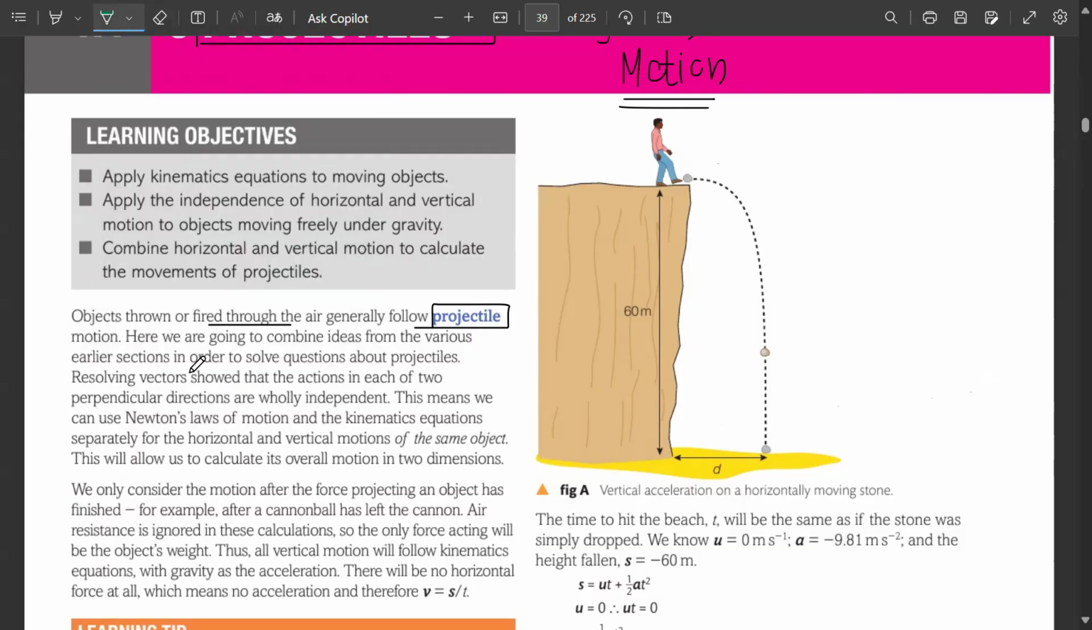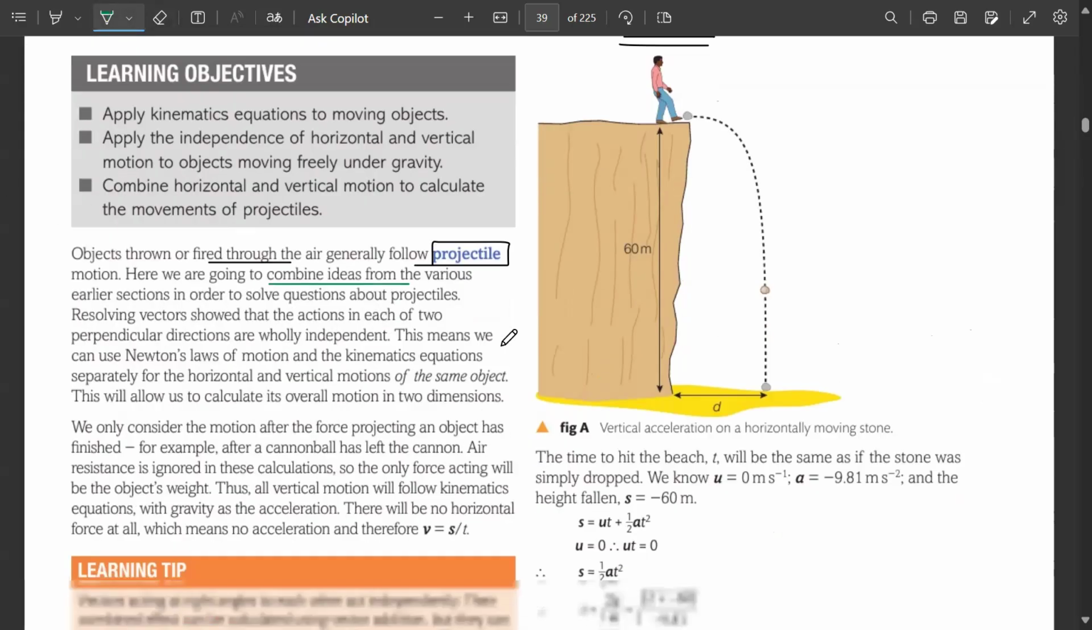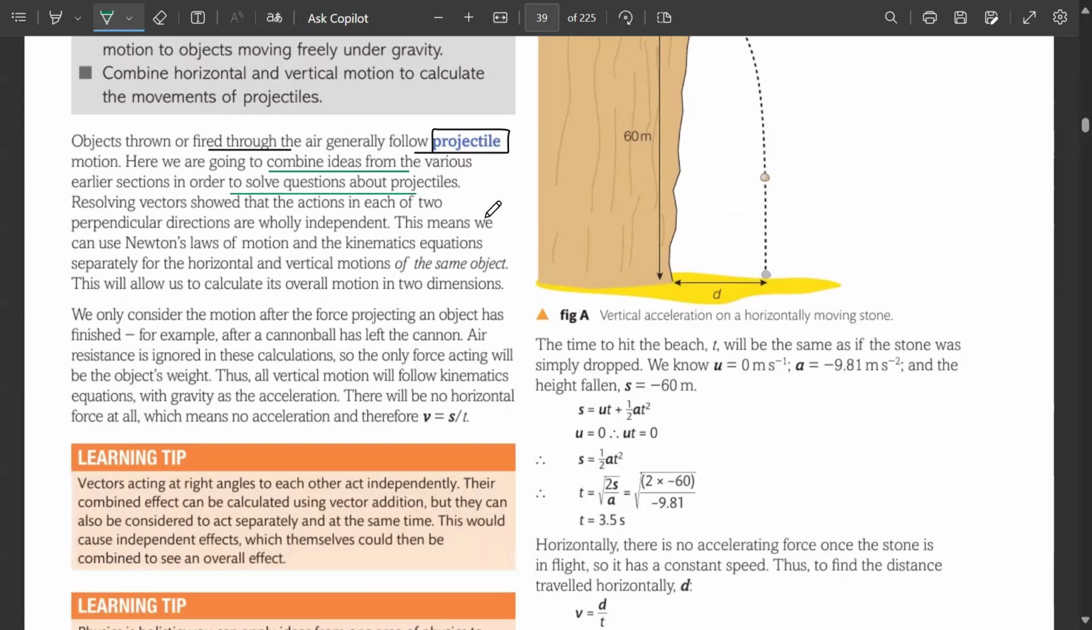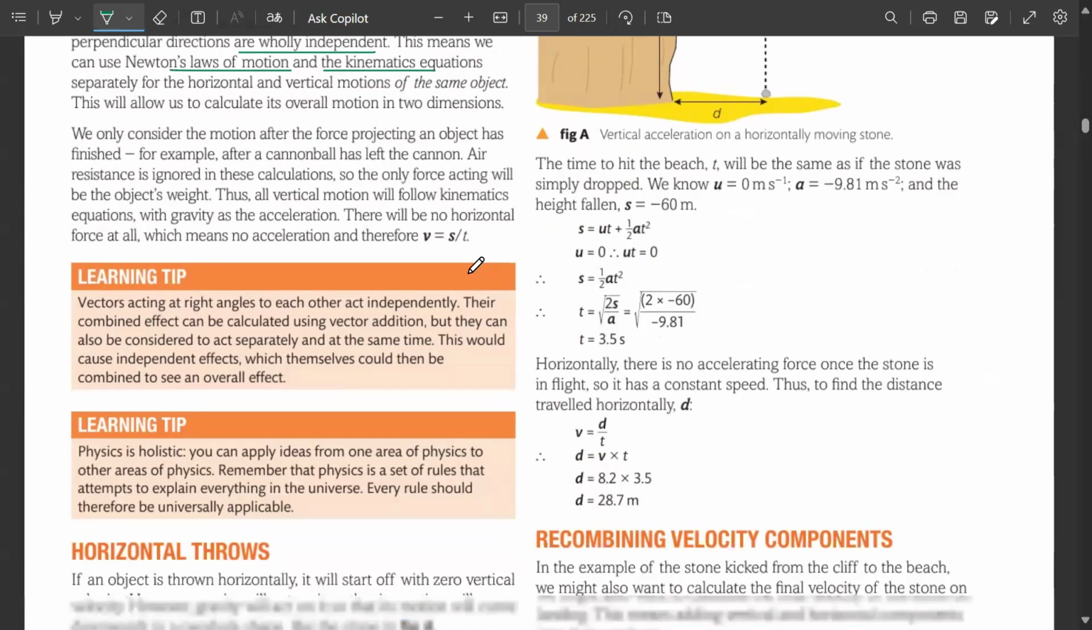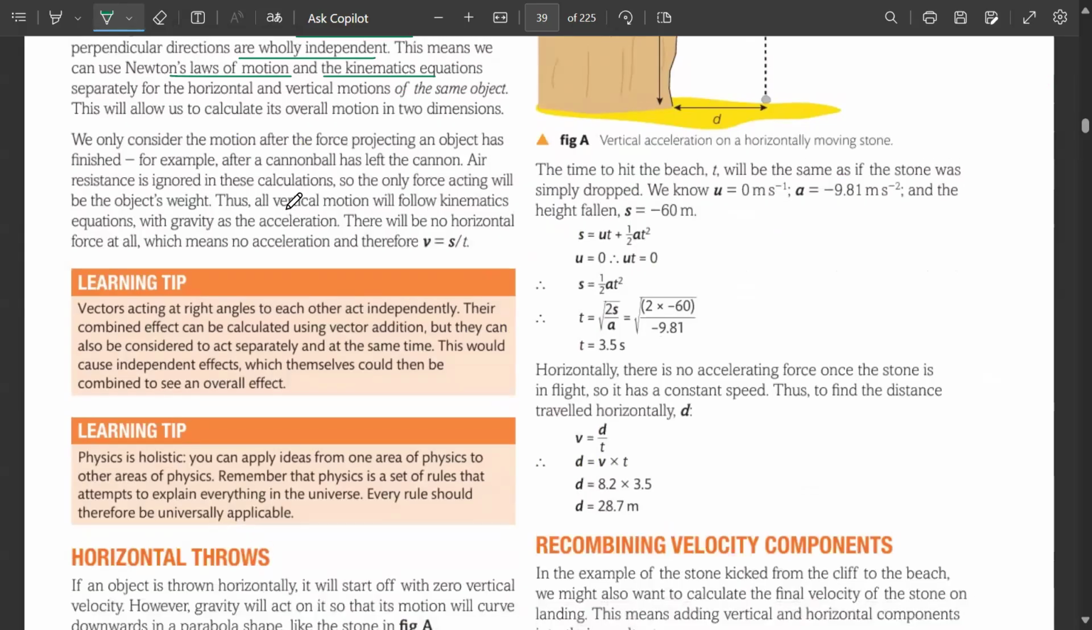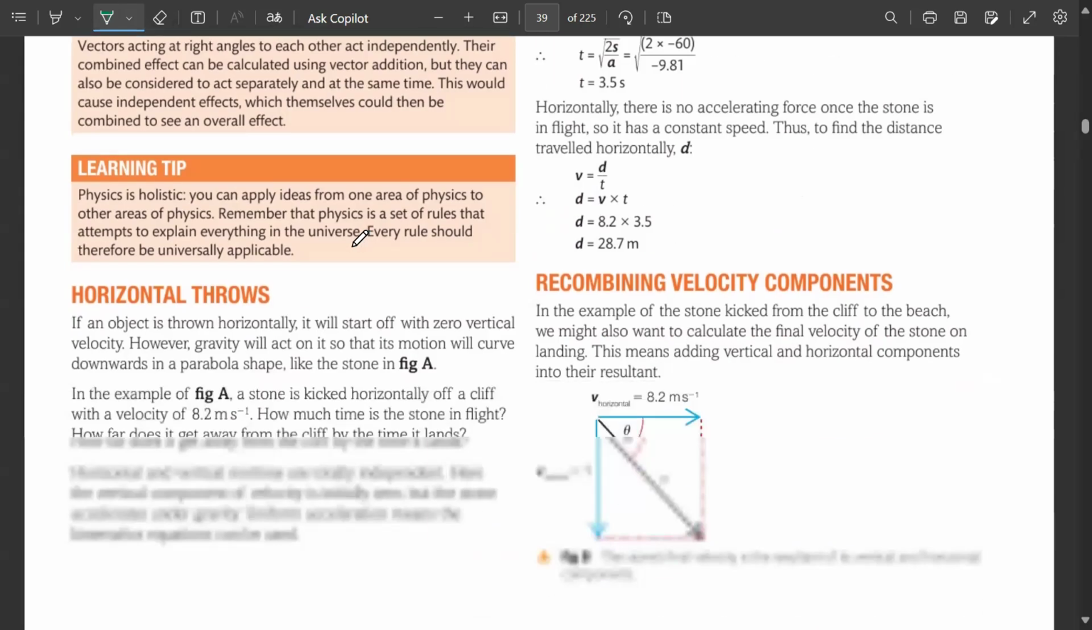उसको देखते हैं आगे. Here we are going to combine ideas from the various earlier sections in order to solve questions about projectiles. Resolving vectors showed that the actions in each of the two perpendicular directions are wholly independent, and this means we can use Newton's laws of motion and kinematics equations separately to look at the same object's two types of motion. We only consider the motion after an object has been projected. So all vertical motions are going to follow the kinematics equations, which give gravity as the acceleration, जिसके अंदर हम यहाँ भी 9.81 ही यहाँ पे यूज करेंगे.